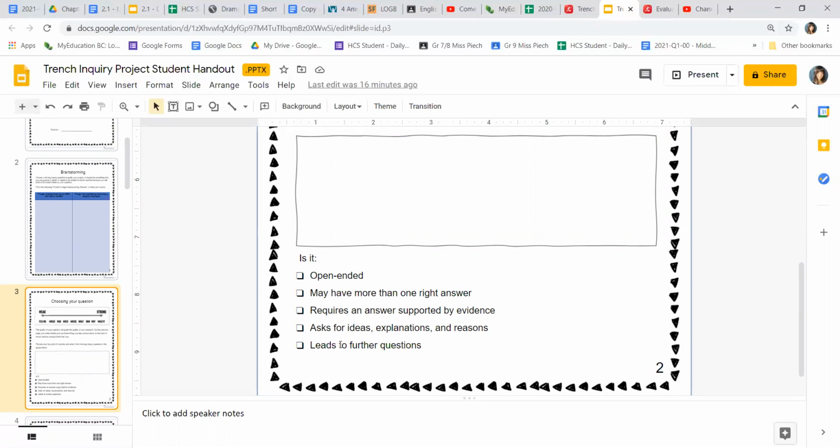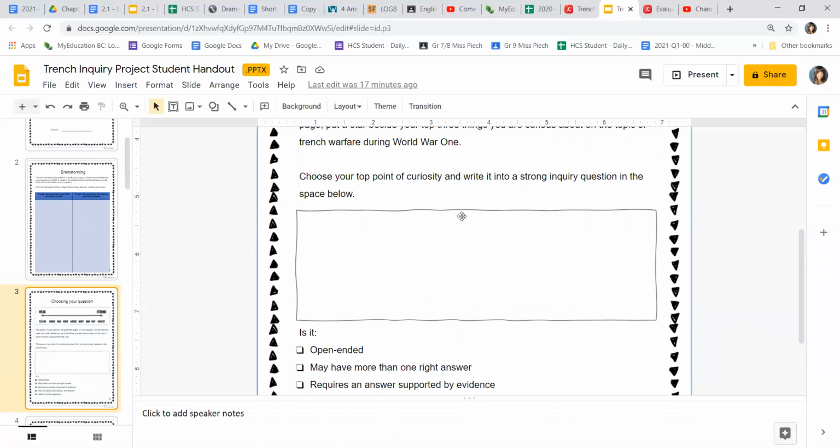Is it an answer that is going to be supported by evidence? Does it need explanation and reasons or ideas? Does it also lead to further questions? If you can check off all of them, then I would say that is going to be a strong question for you to look into for your research project.